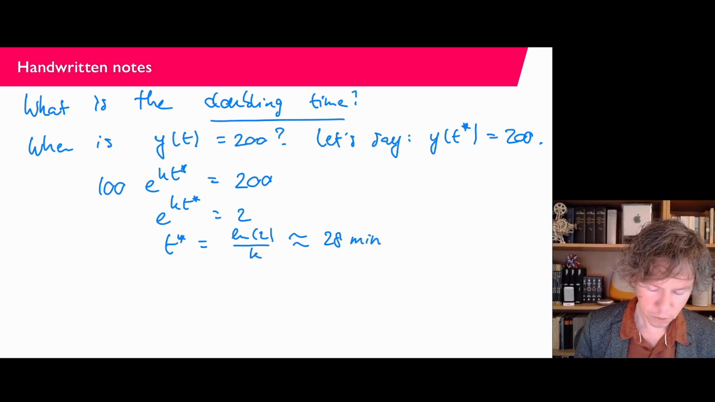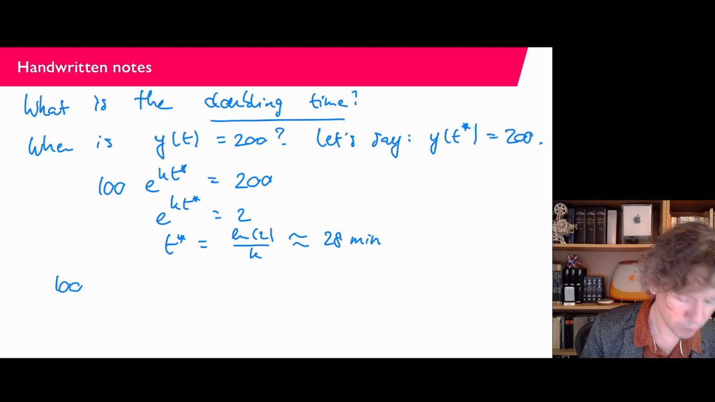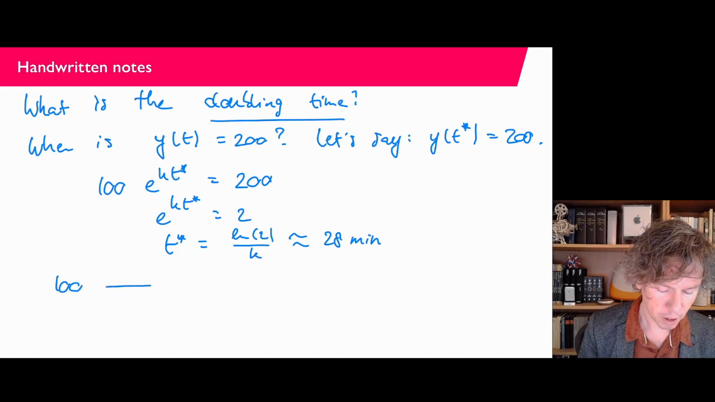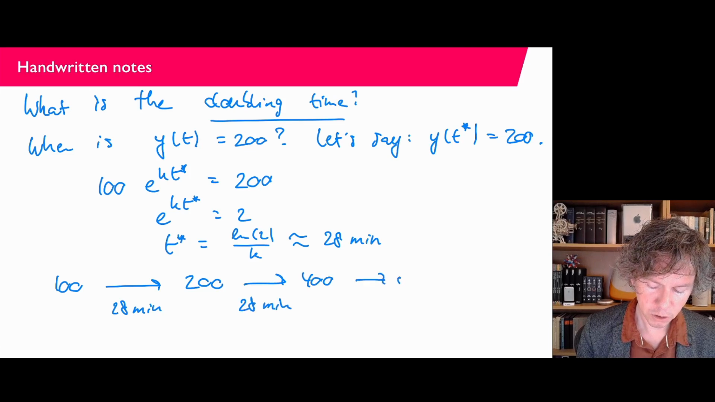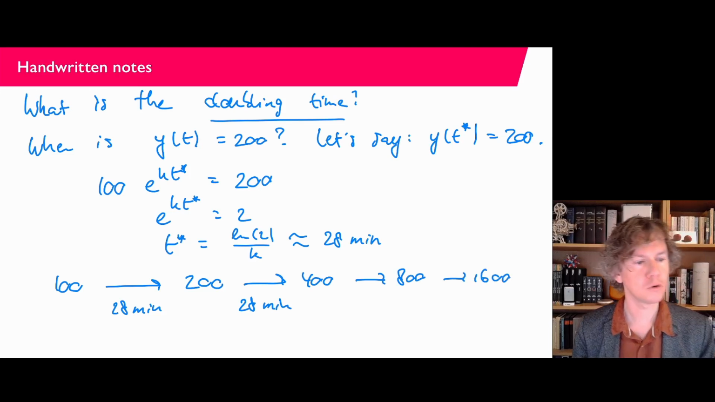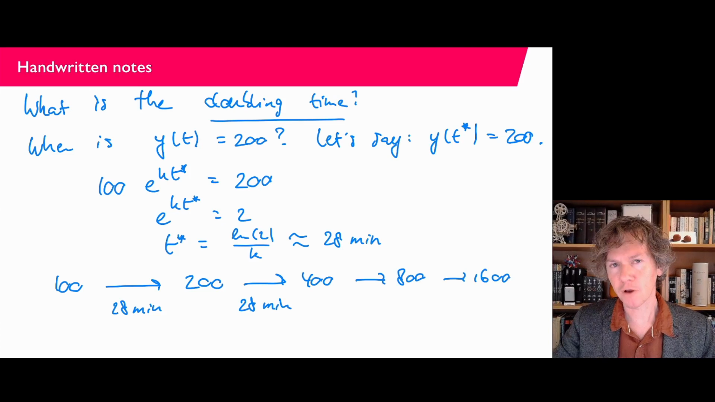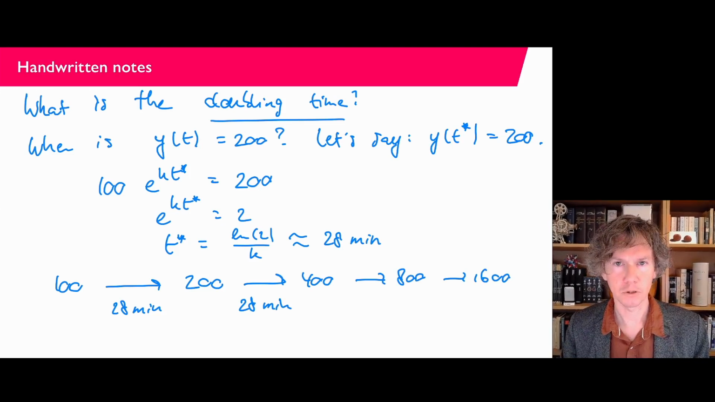So what that means is that if we start with 100 bacteria, as we have here, and we go to 200, this takes approximately 28 minutes. But to go to 400, that also takes 28 minutes. And it takes the same period to get to 800 and to 1600 and so on. So after every 28 minutes, the size of the population doubles.